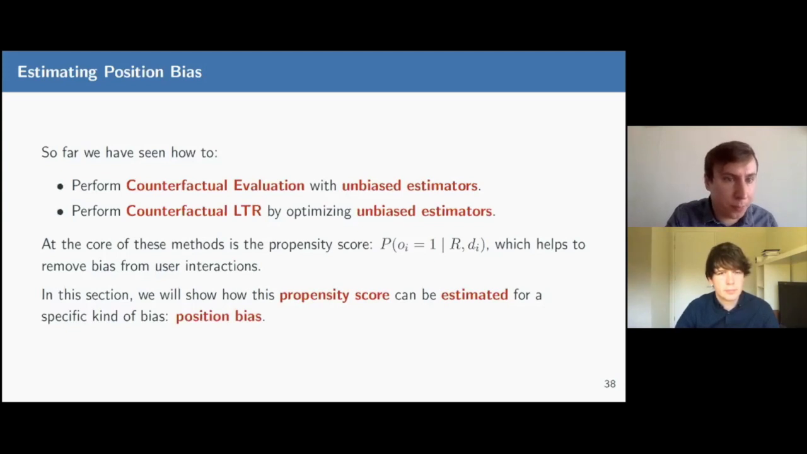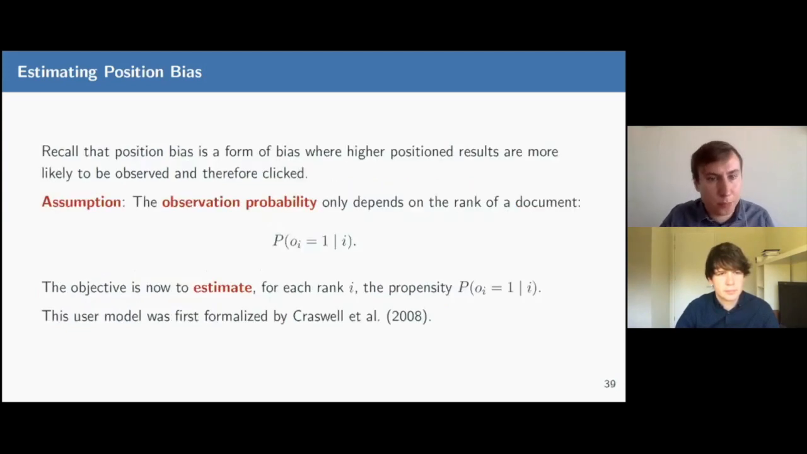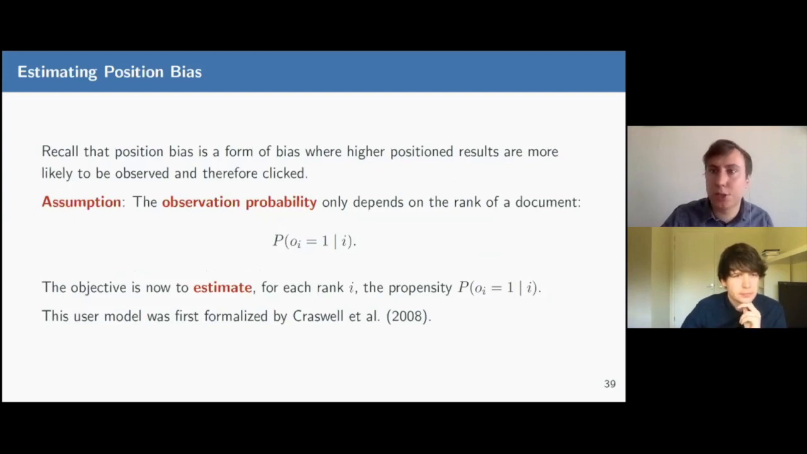So moving on, just to recall what we've said before, position bias is a form of bias where higher positioned results are more likely to be observed and therefore clicked. And this is a very common, reasonable assumption to say that, in, for example, web search, things that are higher ranked are just going to get observed more. That's fairly reasonable.